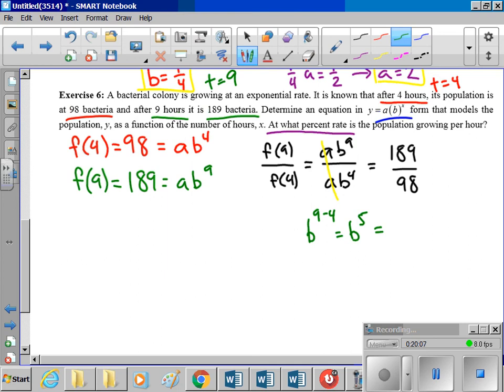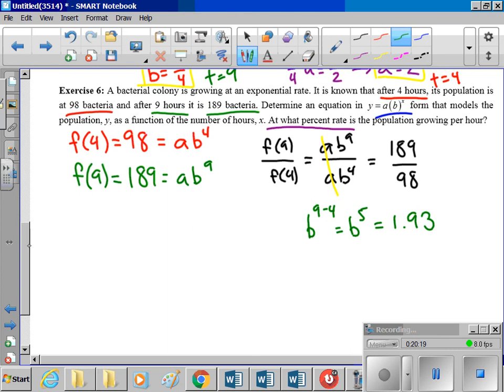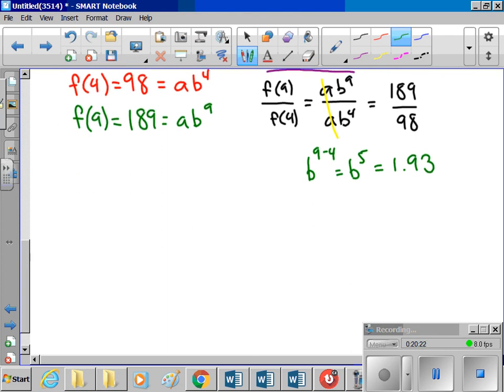One second, I got my calculator. About 1.93. We can round a little bit. We don't have to give the exact answer every time. Just try to keep like 2 or 3 decimal places and then round. All right, so we're going to take our fifth roots to get our b. Fifth root, fifth root. And I'm going to calculate. Our b is 1.14.